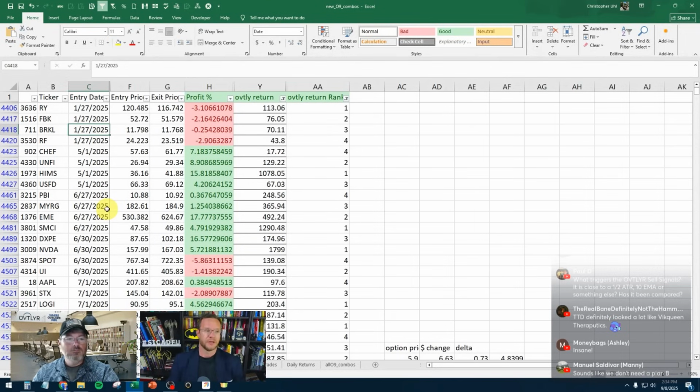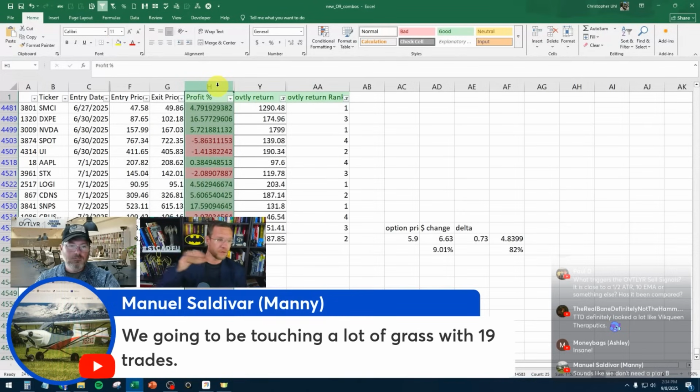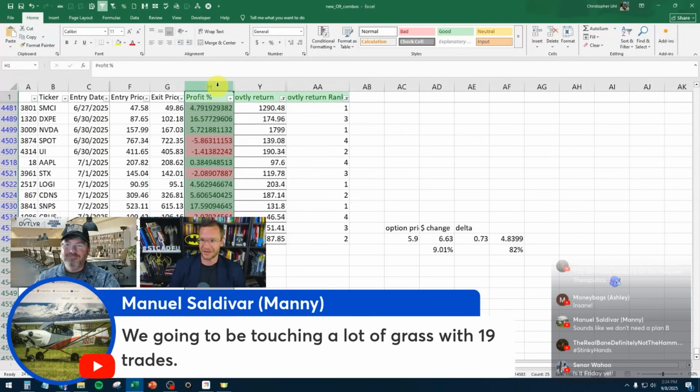I'm telling you, if you guys can sit in cash and not mess up and just follow the plan, these returns are astronomical. These are our championship winning masters of the universe type numbers. And there's a lot of time where your portfolio is going to be sitting flat and you can put it in SGov, right? We're going to be touching a lot of grass with just 19 trades. Actually, it's 25 trades.